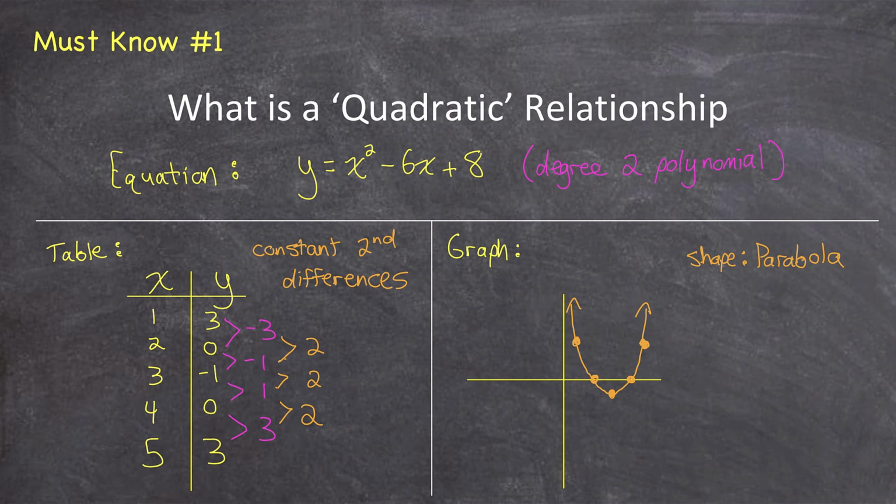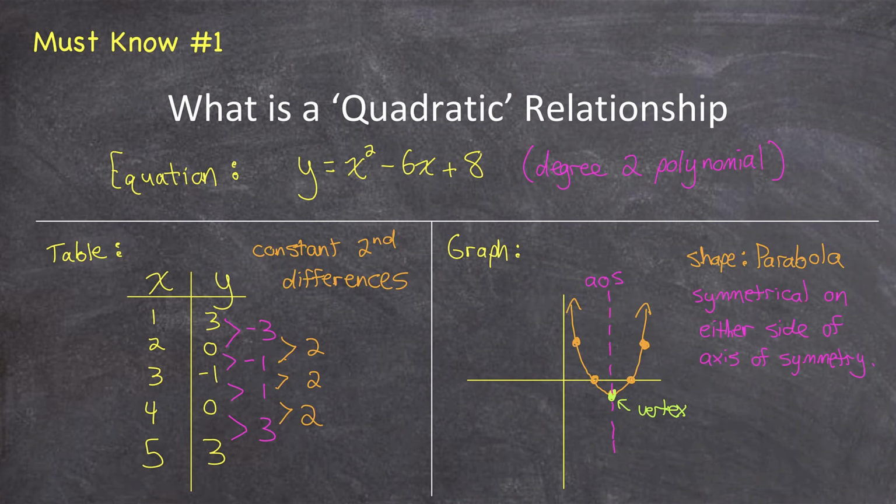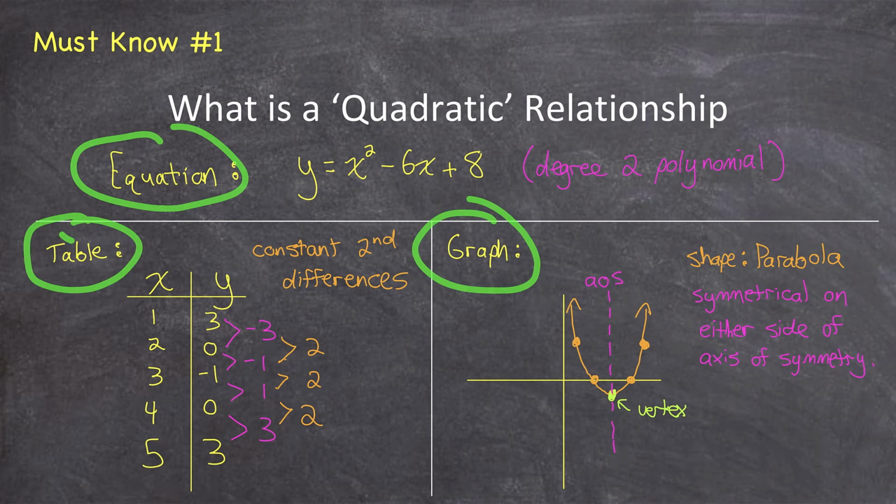All parabolas have a vertex, which is its max or min point. So I'll label it in green here. Here's the vertex of this parabola. And another important feature is all parabolas are symmetrical about a vertical line that goes through the vertex, and we call that the axis of symmetry. And now you know how you can recognize a quadratic relationship from an equation, table, and graph.